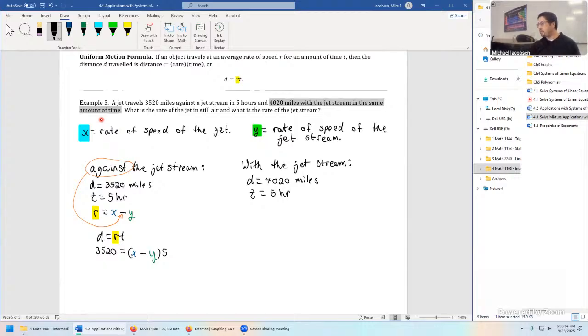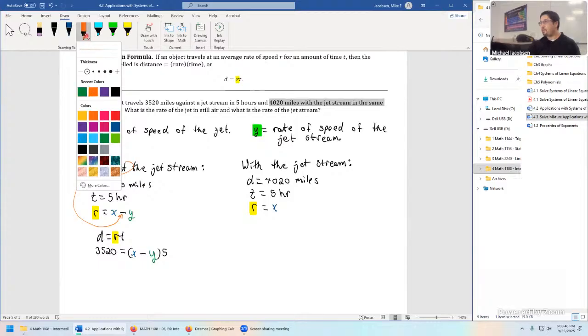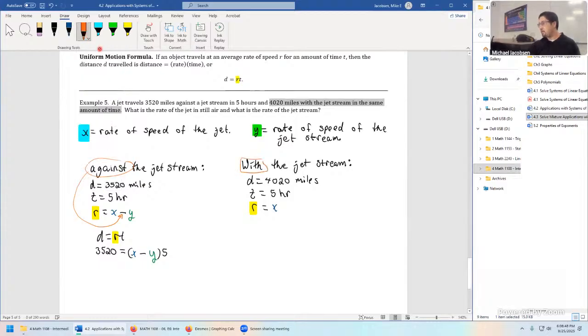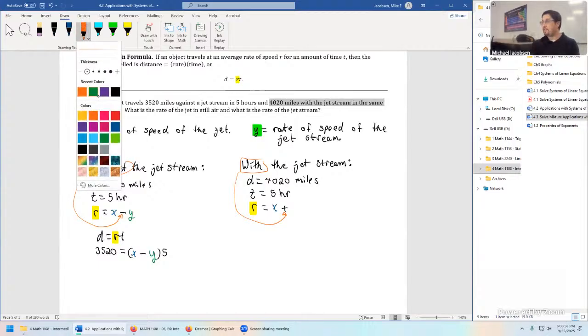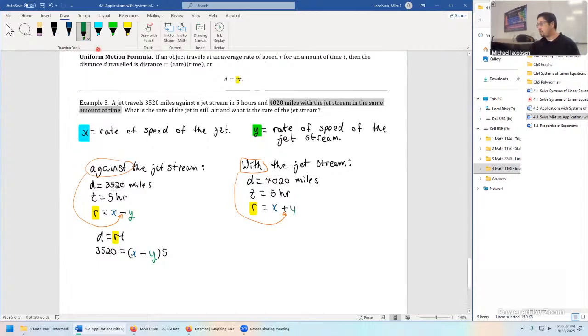Then finally, we need to write down the rate. This is the tricky part of the equation, even still at this stage. Like before on the left, we start with x, the rate of speed of the jet itself. But if we're going with the jet stream, that would mean we're adding the speed of the air to the overall speed that the jet is going, the overall rate of speed r. So we'll go x plus y on this equation. So this conveys all the information highlighted in gray.